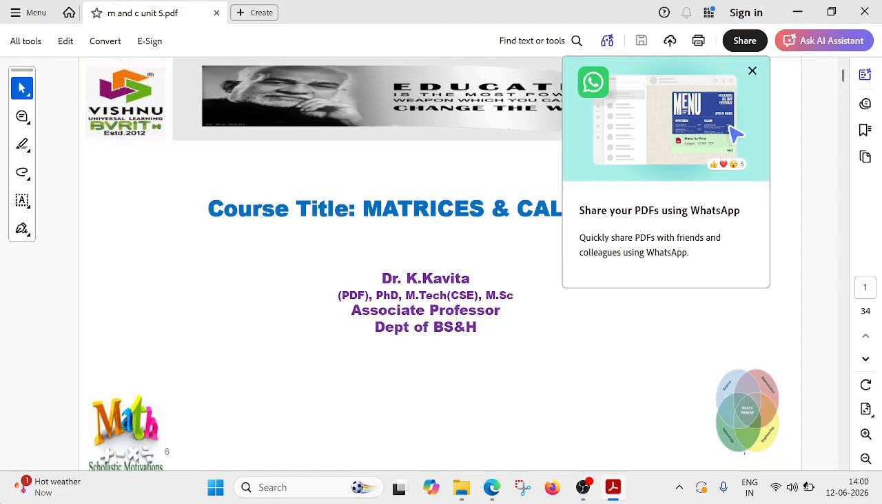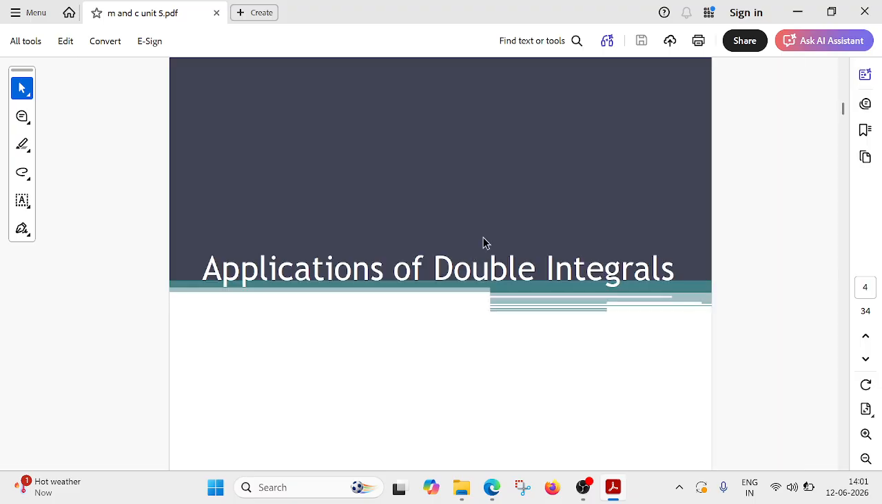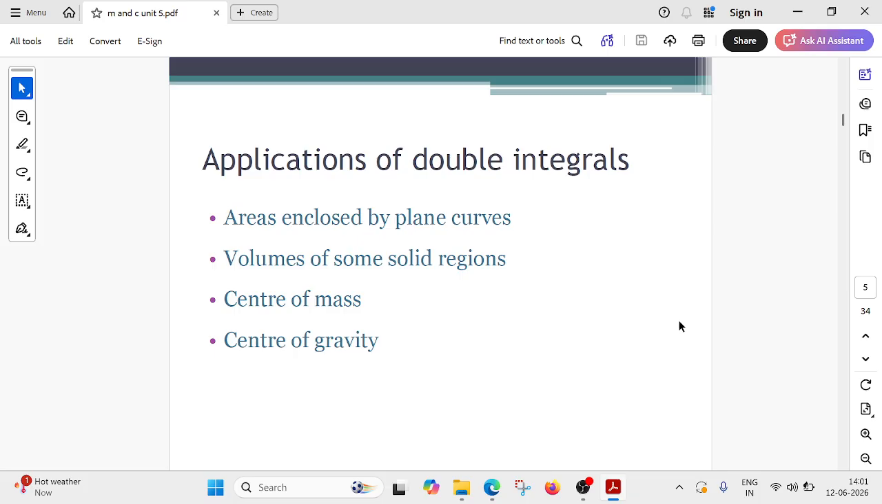So welcome back again to the fifth unit. As of now, we discussed that unit 1 and unit 2 are matrices, unit 3 is curve tracing, and unit 4 is the Jacobians we have taken. And now we are entering into integration, the continuation of unit 4 with the applications. So in this unit, we are going to see the applications of double integral.